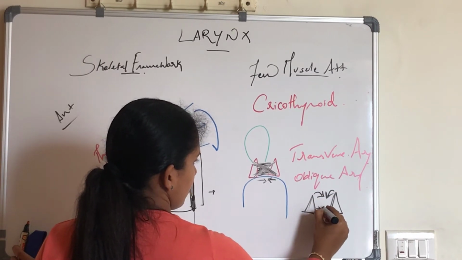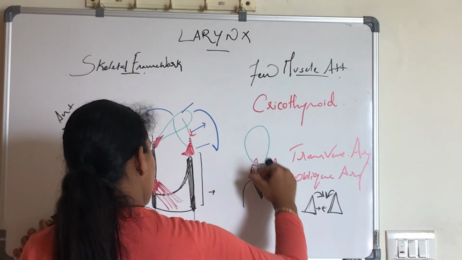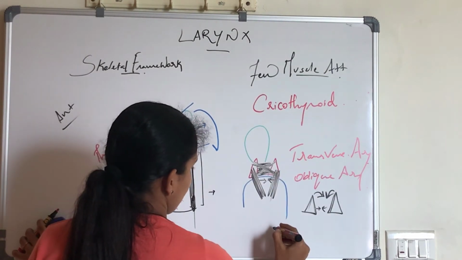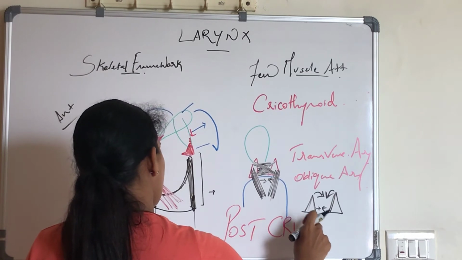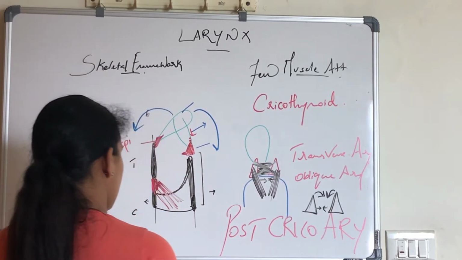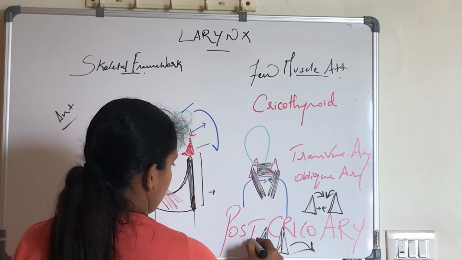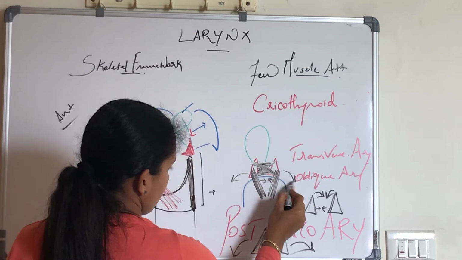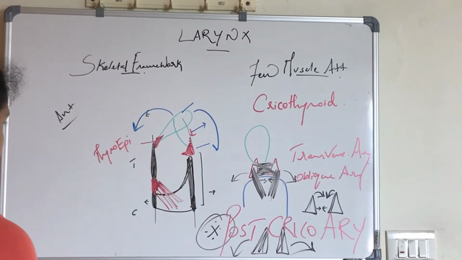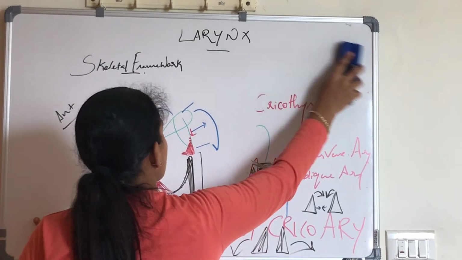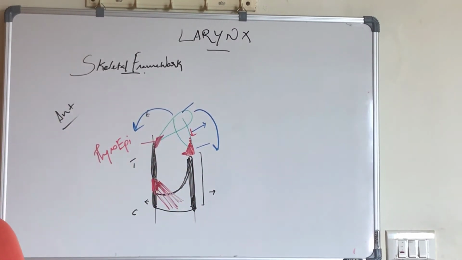When the arytenoid moves, the vocal cord moves, because the vocal cords are attached to the vocal process of the arytenoid cartilage. Now, what is this muscle which takes attachment between the lamina and the arytenoid? This is the important muscle of the larynx, posterior, between cricoid and arytenoid, the posterior cricoarytenoid muscle. When it contracts, what happens? It pulls your two arytenoids away from each other. This is the only muscle which causes abduction of the vocal cord, and hence it is called the safety muscle of the larynx. Please remember, the safety muscle of the larynx is your posterior cricoarytenoid.